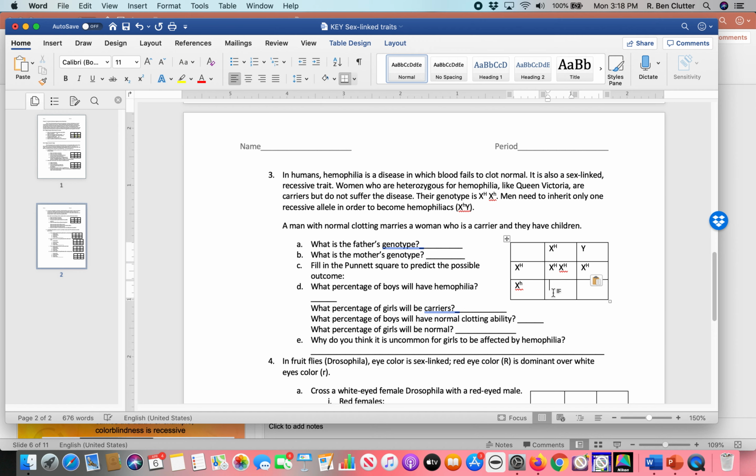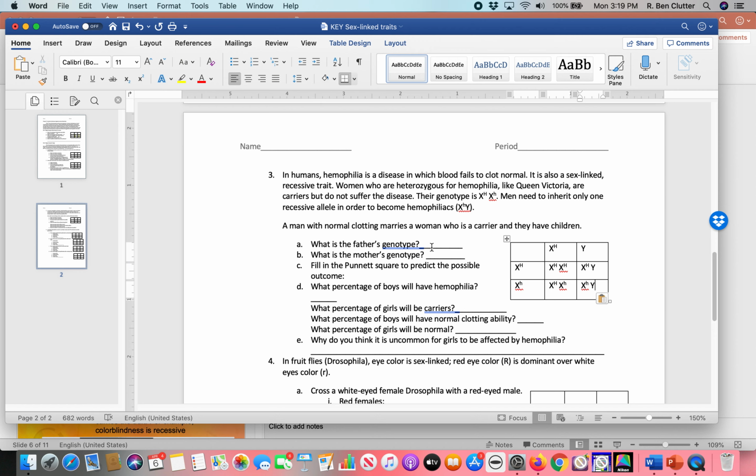All right. Now, what are we going to have? Actually, we're going to need another one right here because this X capital H comes down. Here we have an X with a lowercase h, so we'll put that right there and right there. Now, these are our males. And there you go. We have 2 males, 2 females.